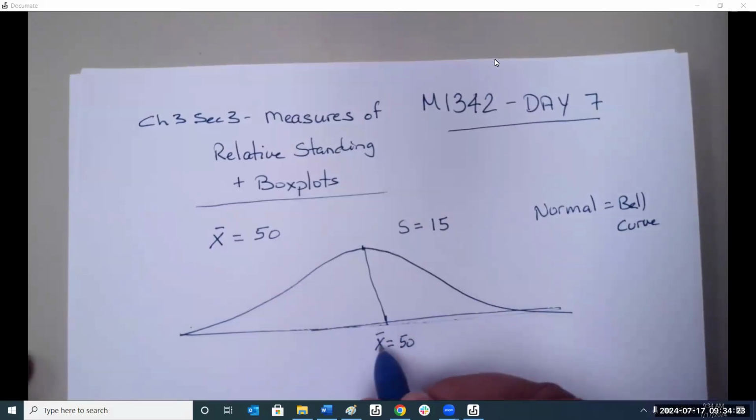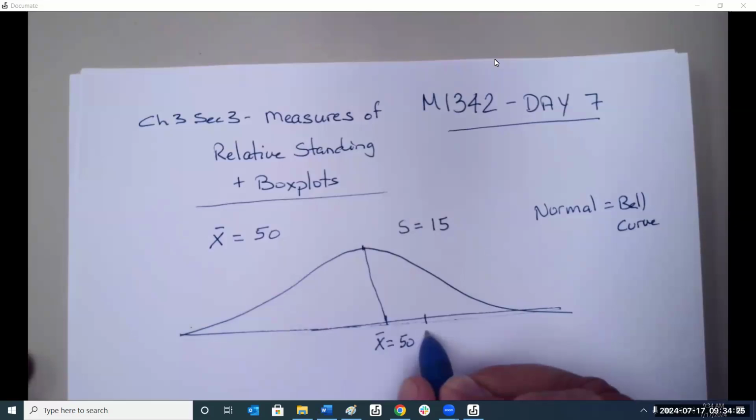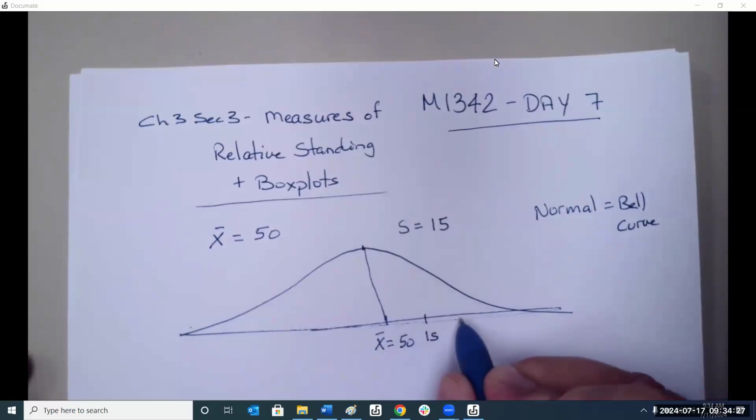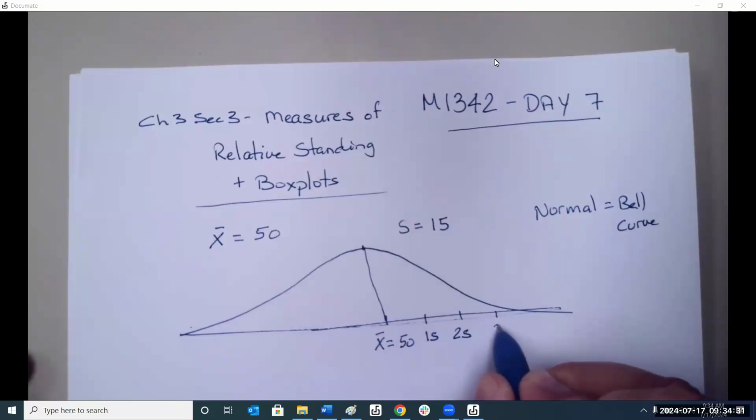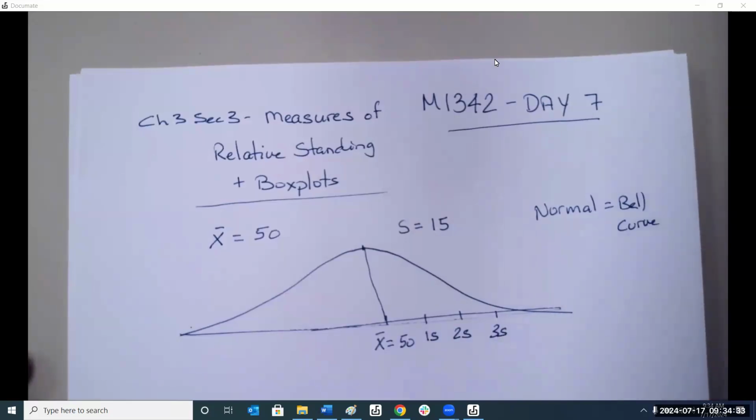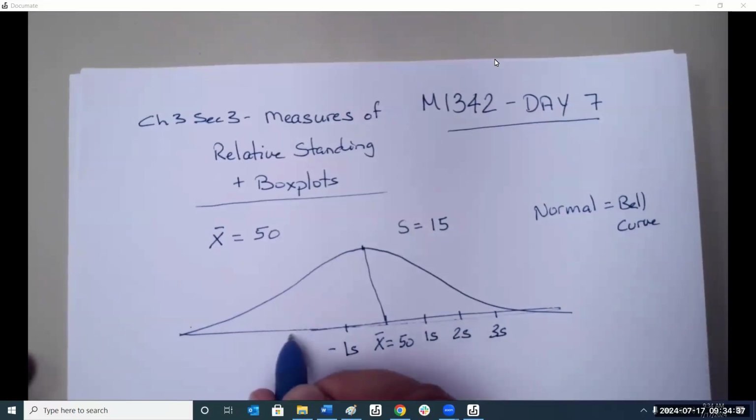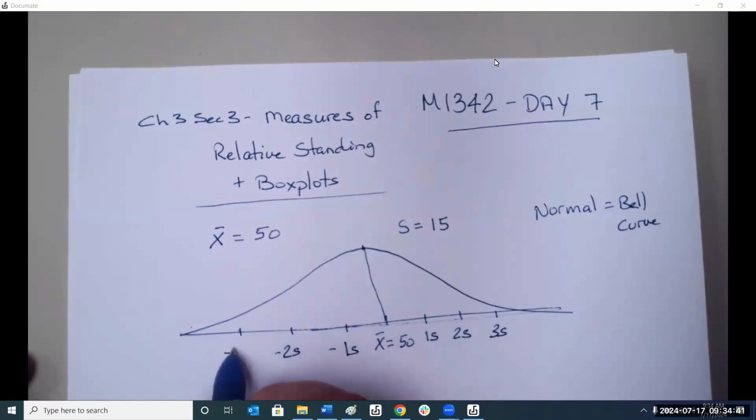On both sides of the mean, we have standard deviations. One standard deviation, two standard deviations, and three standard deviations. Likewise, going backwards, we have minus one standard deviation, minus two standard deviations, and minus three standard deviations.